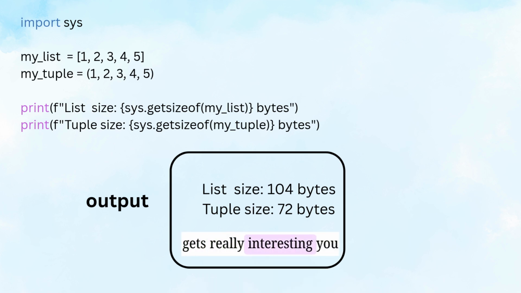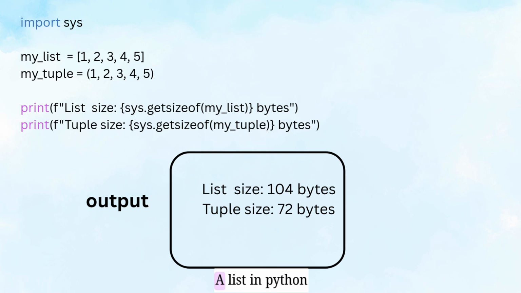This is where it gets really interesting. You might think both have 5 numbers, so they should be the same size, right? Wrong. And the reason tells you something deep about how lists are designed. A list in Python is built to grow. When you do my_list.append, Python needs space ready for that new item. But Python does not want to go hunting for memory every single time you append. That would be slow. So instead, Python is smart. When it creates a list, it secretly reserves extra empty slots, spare space, even if you have not put anything there yet.